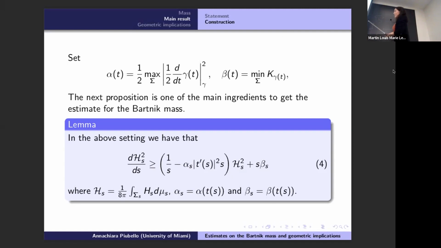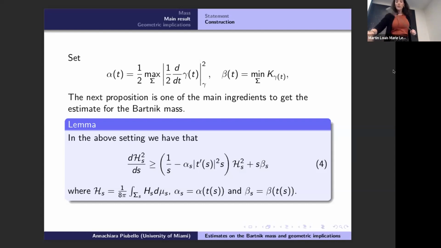What one can prove is that if we define this script h to be the total mean curvature over 8 pi, where hs is just the mean curvature of this sigma s level set, then when we take the derivative of this quantity squared, it will be bounded below by this quantity that depends on alpha of s and beta of s. These are alpha and beta under the reparameterization that we saw before. And this is actually just a straightforward computation starting from the Gauss equation and just using the metric that I showed before.